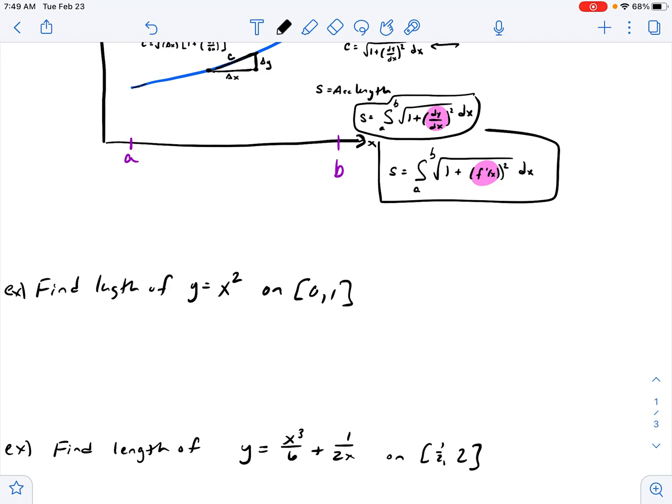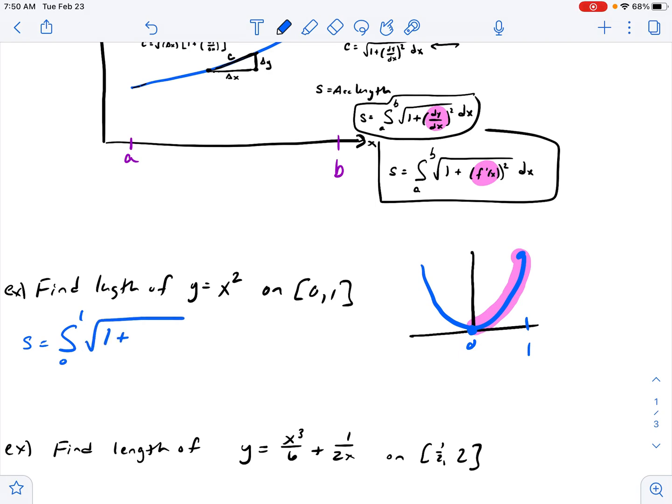We need to find the length of y equals x squared on the interval from 0 to 1. We all know what x squared looks like. For whatever reason, I'm interested in this portion of the curve. What is that length? So, arc length: s equals the integral from 0 to 1 of the square root of 1 plus f prime of x squared dx.